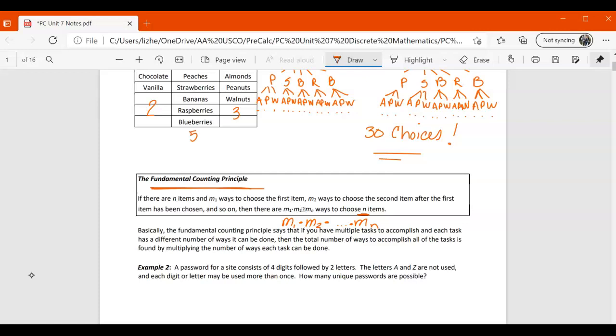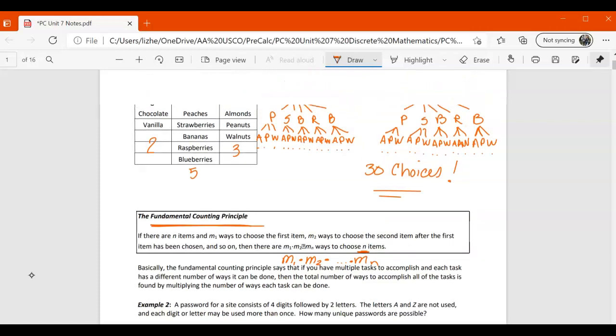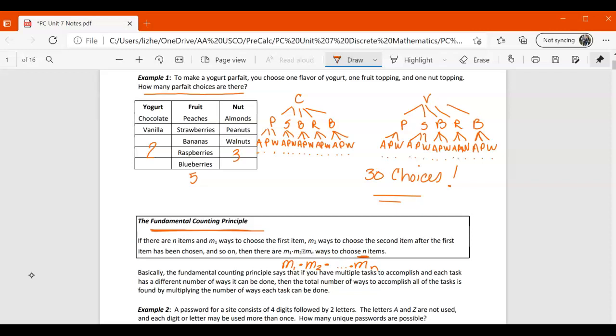So in this situation, the problem above, there were 2 yogurts, so m1 would be 2. There were 5 fruit options, so m2 would be 5. And then there were 3 nut options, so that would be our third number, and we multiply those and we get 30. A little bit easier than the tree diagram. You need to know the fundamental counting principle. It will sometimes be shortened to CP, just so you're aware.